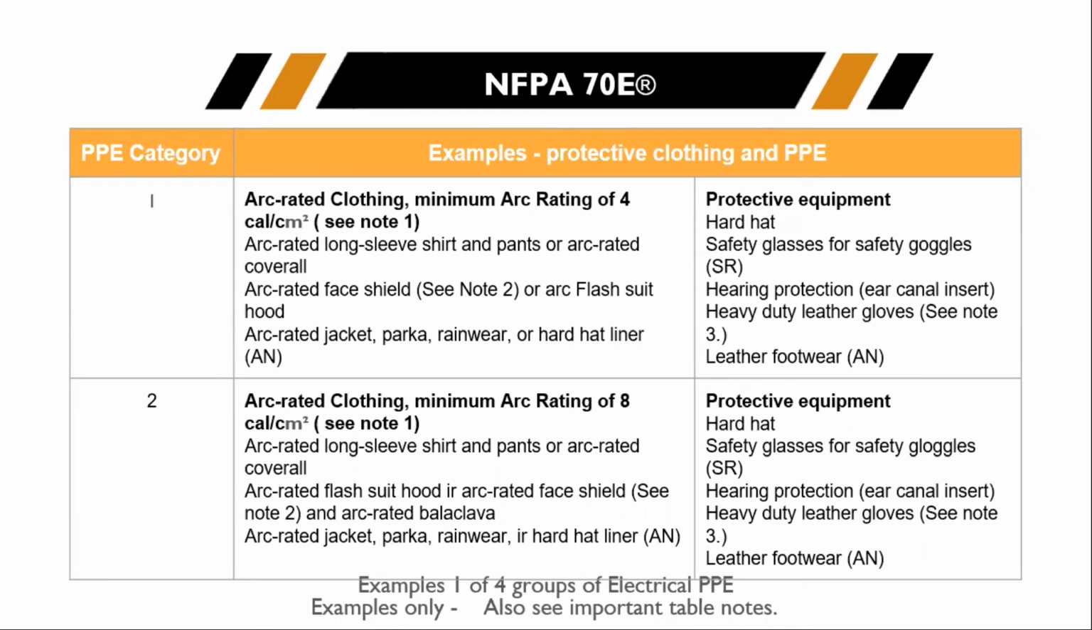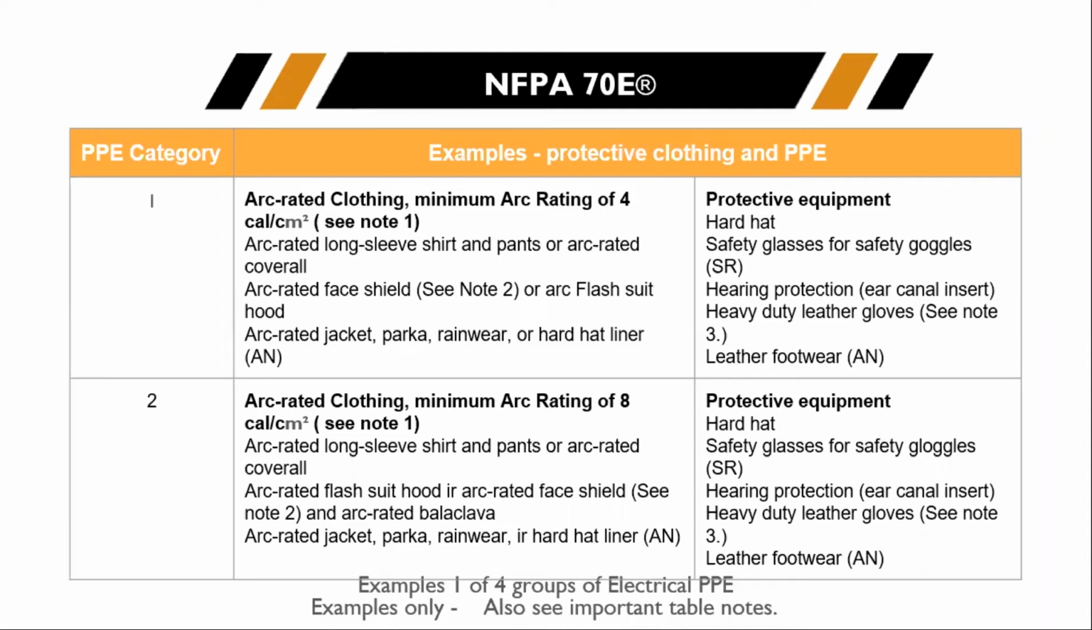And now we're going to see the NFPA 70E. With PPE category 1, for example, protective clothing of PPE are arc-rated clothing with a minimum arc rating of 4 cal, an arc-rated long sleeve shirt and pants or arc-rated coverall, an arc-rated face shield or arc flash hood, and an arc-rated jacket, parka, rainwear or hard hat liner.